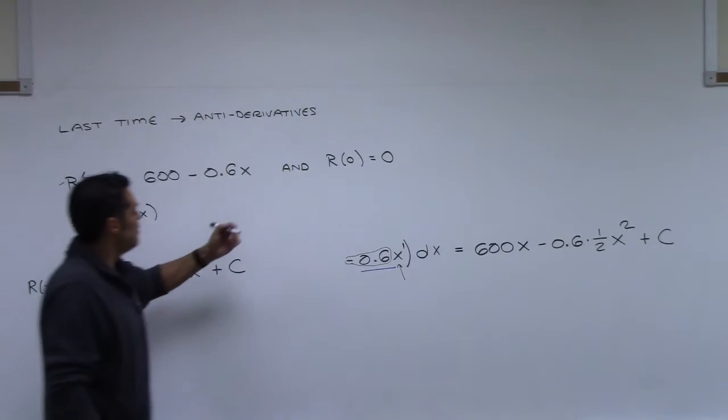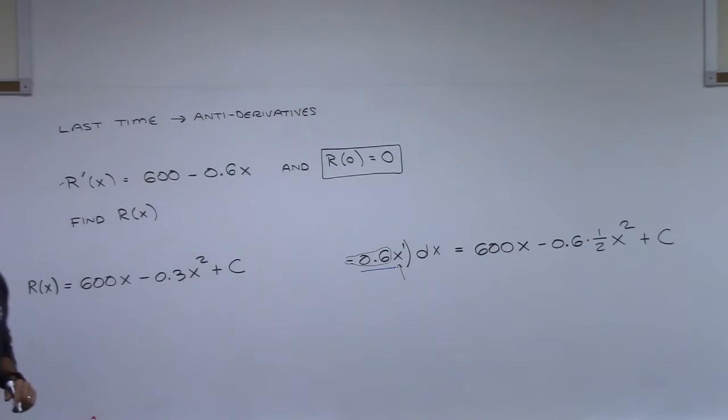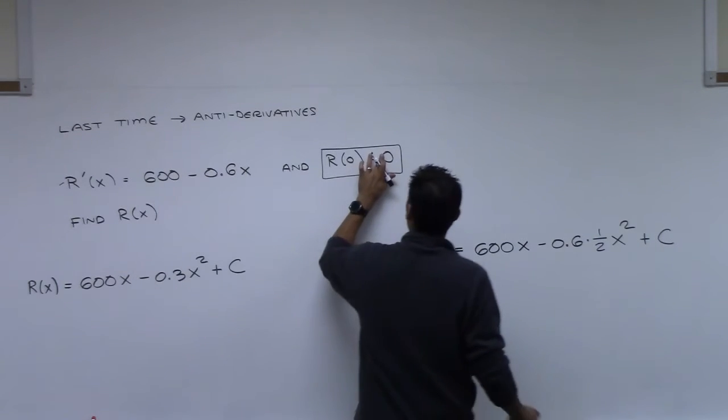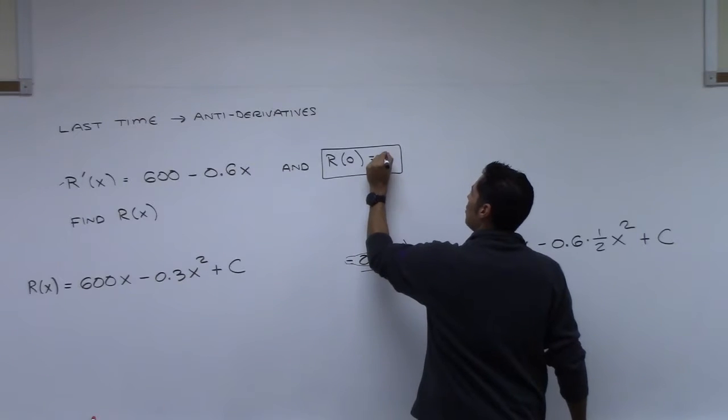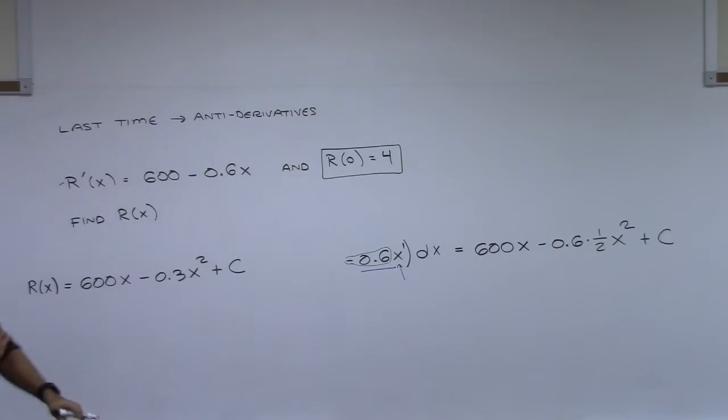But there's one piece of information we haven't used, have we? What that tells us is that when we plug 0 into this function, it should spit out... You know what? Let's change this. It's kind of boring. Let's change it to like 4, okay? It's just more interesting that way. So that tells us when we plug in 0, we should get 4, okay?